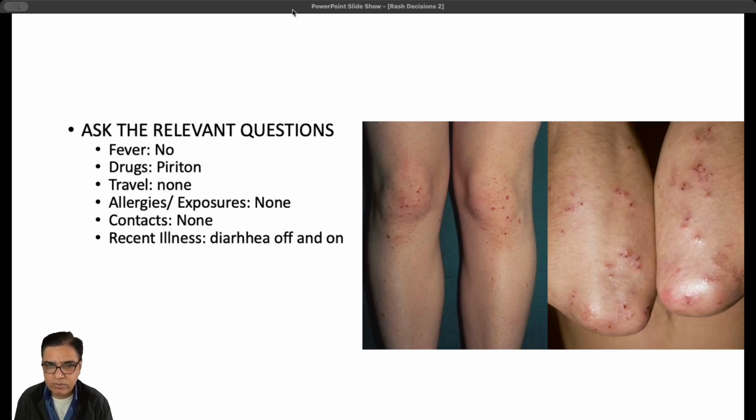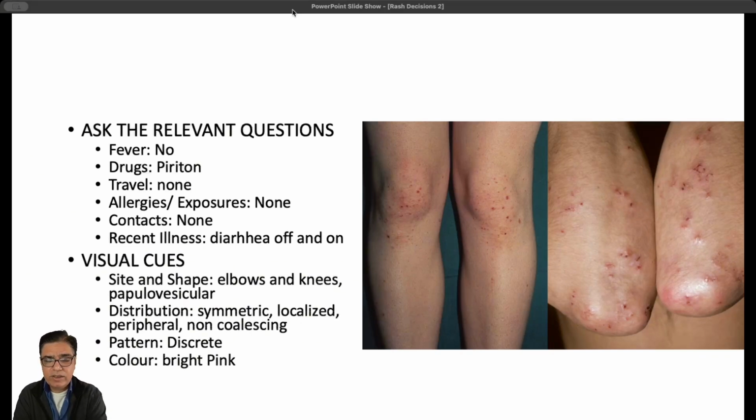There's no history of travel. There's no history of allergies or exposures to anything. There's no other contact at home with a similar rash. So obviously when there's no contact and an itchy rash, you are taking scabies out of this equation. And in the recent illness, well, this child has been suffering from diarrhea on and off for the last so many months, years.